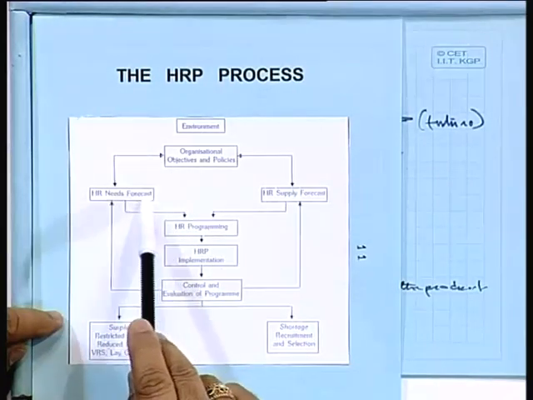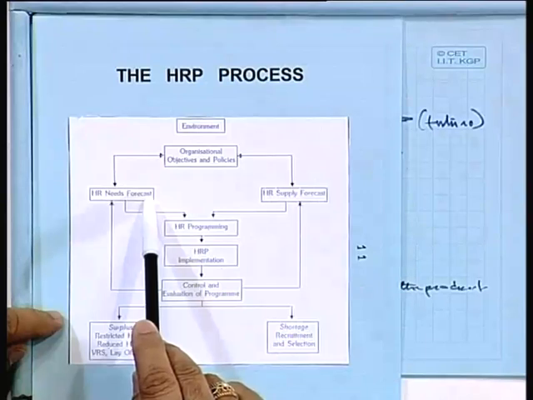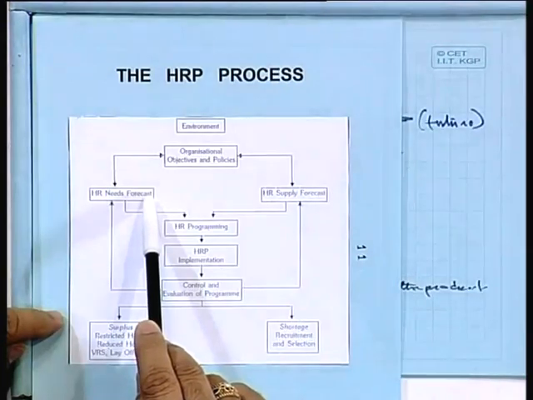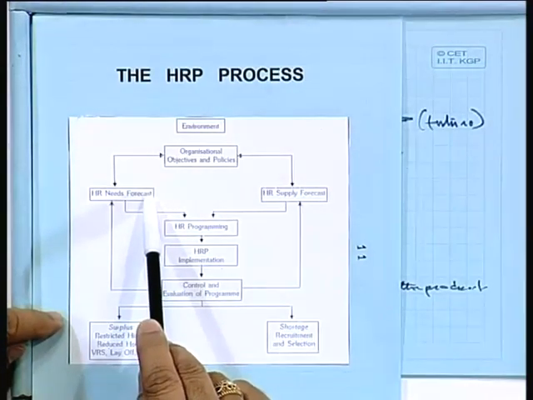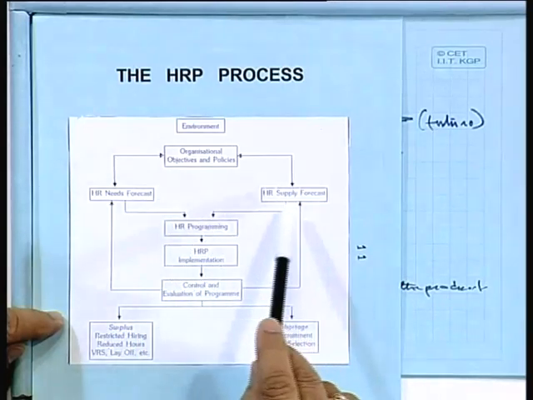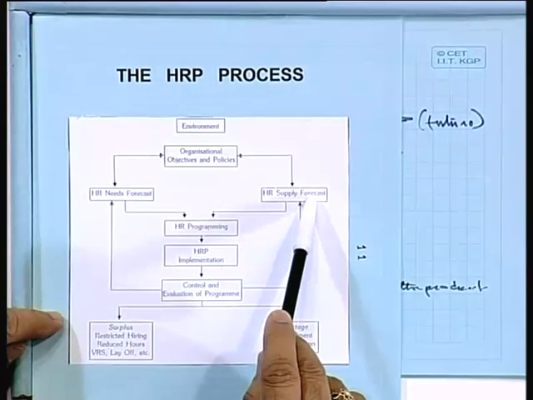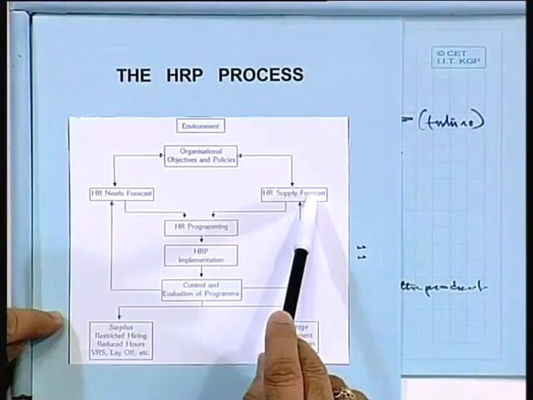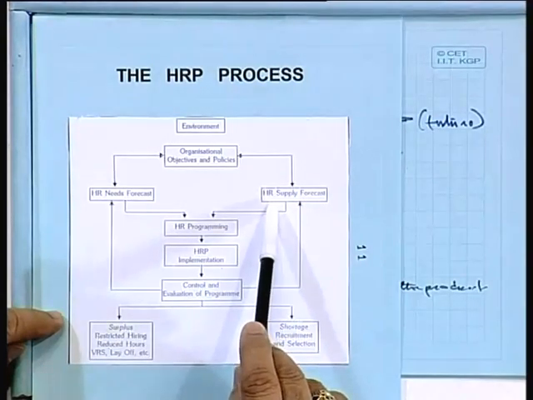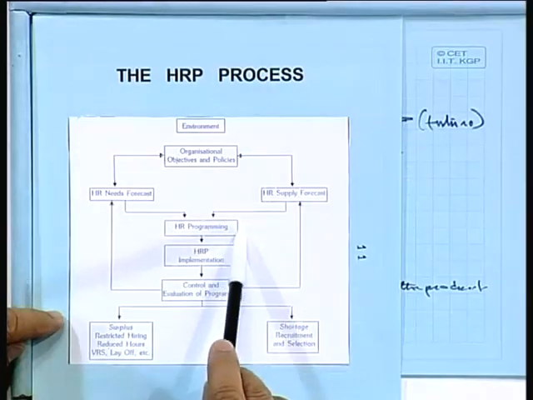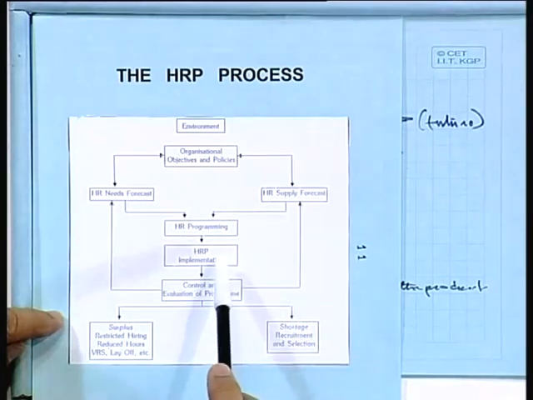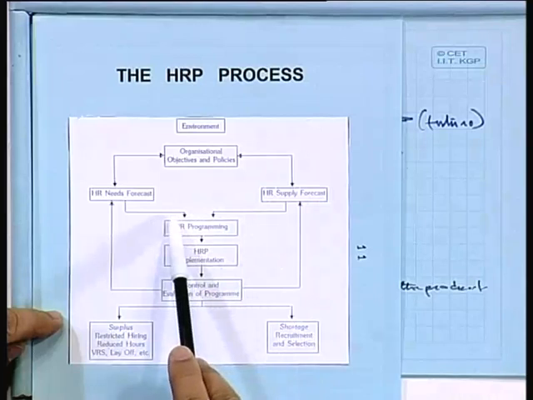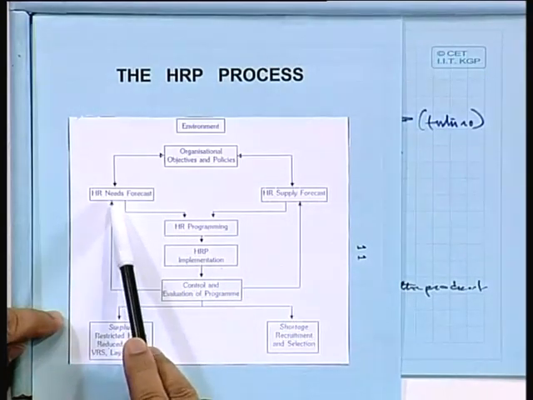This is the HR needs forecast. Who forecasts the needs? The operating departments will forecast the needs, and then it will be collated and consolidated by the HR department. And this is the HR supply forecast. So, who does the supply forecast? The HR department. They are the people who can forecast how much supply is there. Then this is HR programming, HR implementation. Programming is what? Making basic plans on how to balance the needs with the supply.